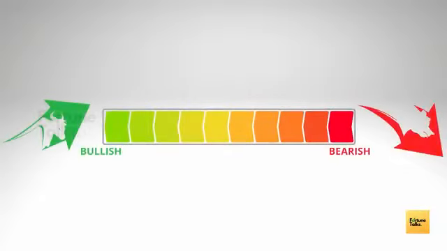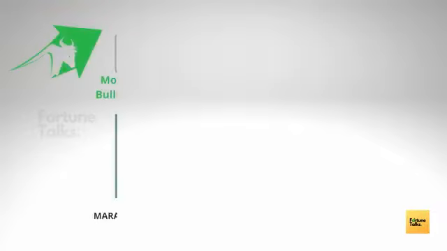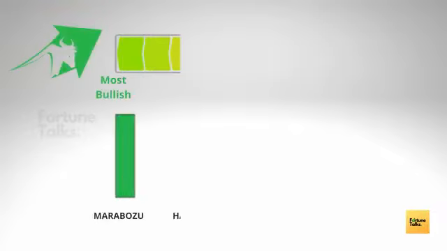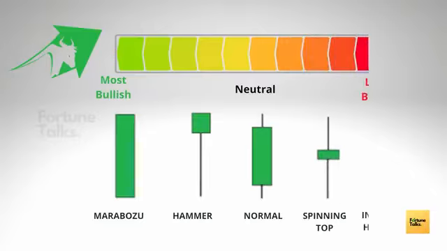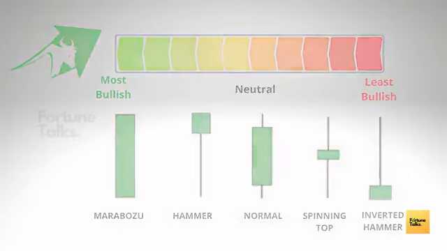Now let us arrange the candlesticks from strongest to weakest. First of all, we'll consider the bullish candles and arrange them in the order of their strength. Moving on, let us arrange the bearish candlesticks in the order of their strength from strongest to weakest.